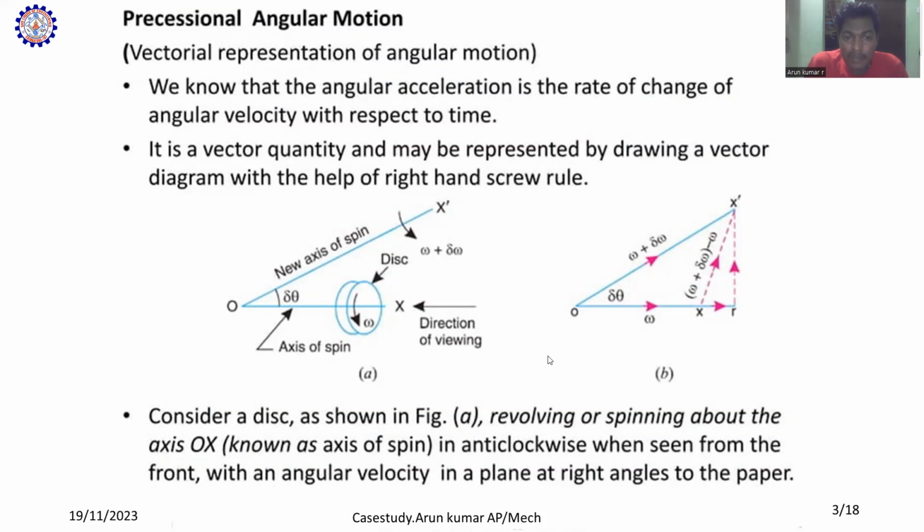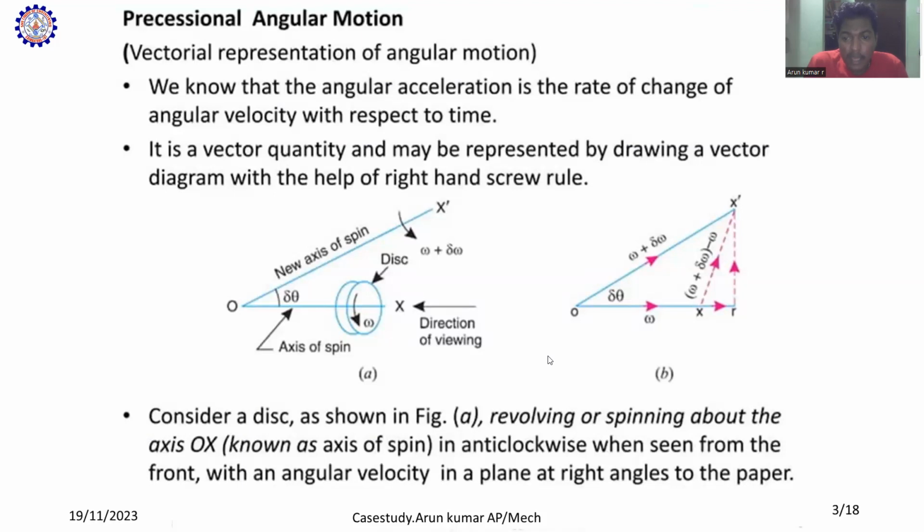On the new axis of rotation, which we denote as OX dash, it is rotating at a speed of omega plus del omega. So both the axis of spin and the new axis of spin make an angle of del theta. From this space diagram, we represent the vector diagram.